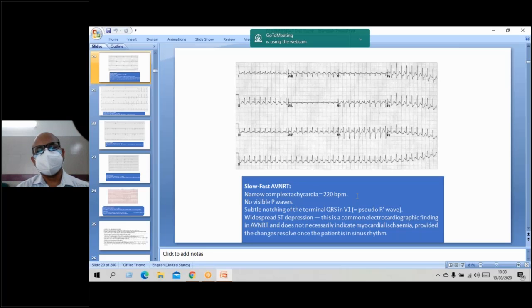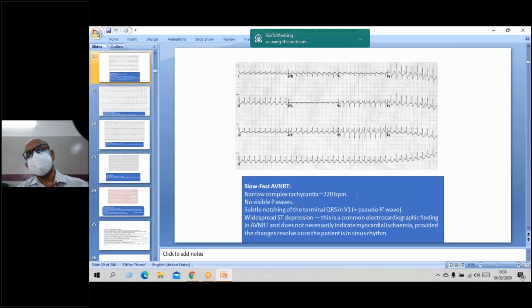Investigations: X-ray, echo, Doppler echo, cardiac catheter, and some blood parameters. Those are the common ones. Maybe in case of sepsis or infection, a complete blood count. And treatment options. What are the treatment options? It's very, very important.